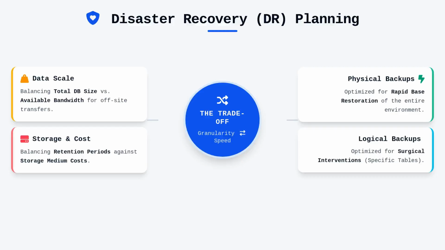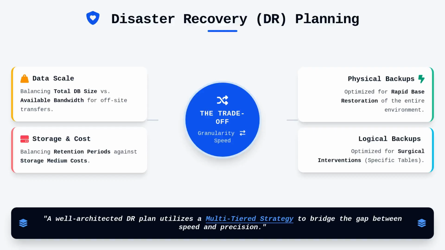Granularity and speed are often at odds, and a well-architected DR plan acknowledges that you might need a multi-tiered strategy. This often looks like physical backups for rapid base restoration combined with logical backups of critical tables for surgical interventions.